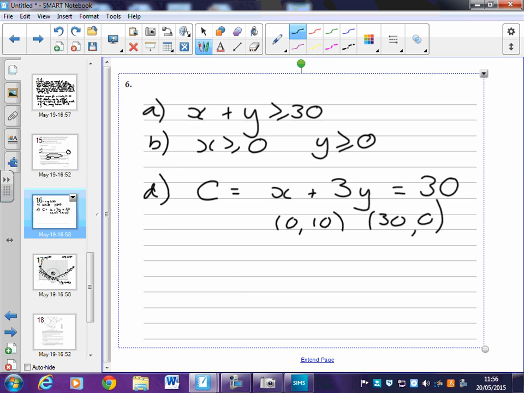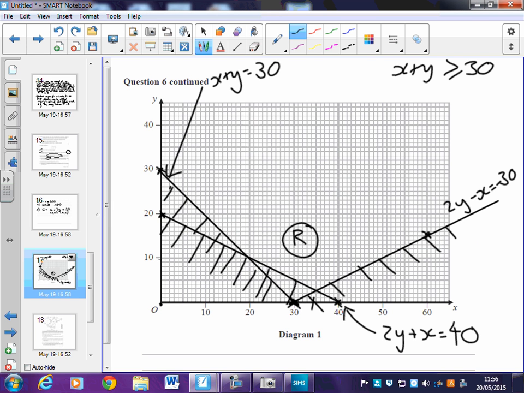So back to the graph, I've got 0, 10, and I've got 30, 0, which ends up like that. Again, I need to draw a line. I'm going to do a bit of a dotted line just so I can see the difference. So this is my line here. That is my objective line. In fact, I'm even going to draw that so that it's a bit longer.